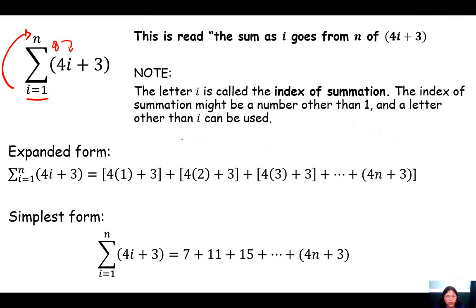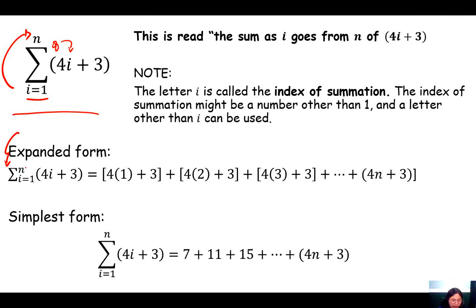And a letter other than i can be used, not just i itself. You can use k, you can use m, as long as it is written like this. So the expanded form of this summation is this. The starting point is 1, so we just have to substitute 1 to the i. So it will be 4 times 1 plus 3.